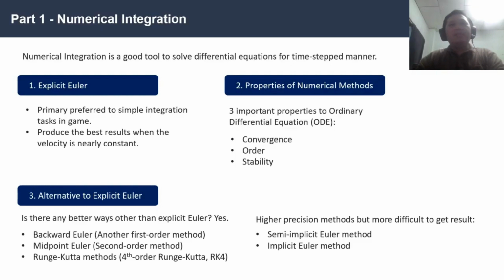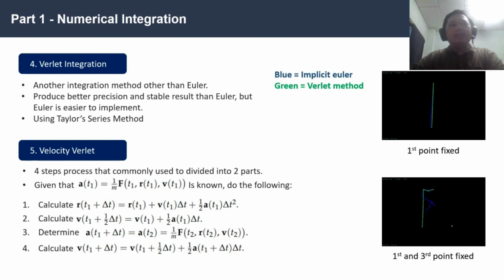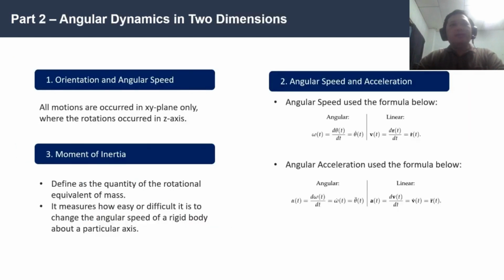Hello, I'm Clive, and I would like to present the topics today from 13.4.1 to 13.4.7.7. Part 1 is about numerical integration, which considers explicit Euler and Verlet methods. Explicit Euler is a simple integration method used to produce a better result when the velocity is nearly the same all the time. The Verlet integration uses Taylor series and is harder to use but produces better precision and a better result than Euler. Part 2 is about angular dynamics in 2D, where the angular dynamics only occur in the xy plane and do not consider the z-axis yet.